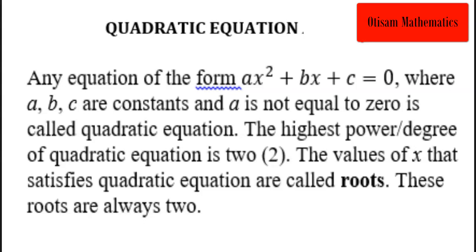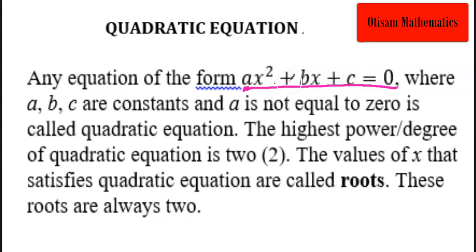This is the final block, quadratic equation. Let's look at some of the basics. Any equation of the form ax squared plus bx plus c is equal to 0, where a, b, and c are constants, and this a must not be equal to 0, is called a quadratic equation. It's quadratic because the highest degree or the power of the variable of concern is 2.